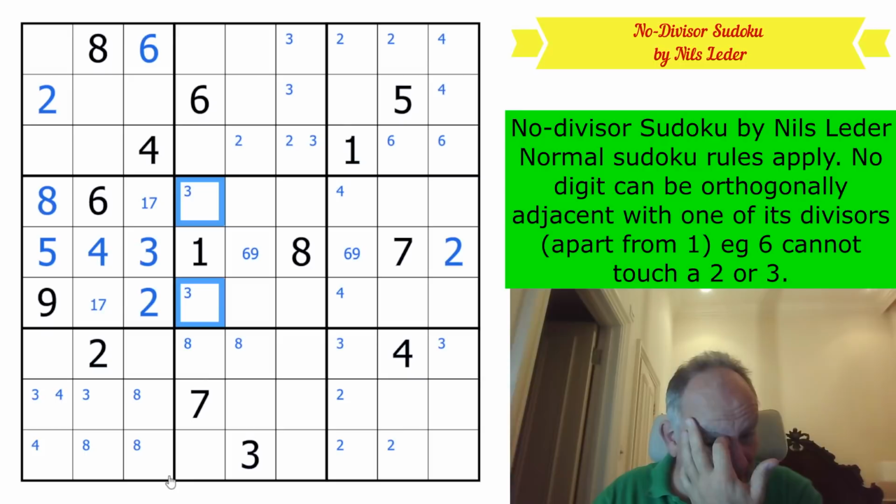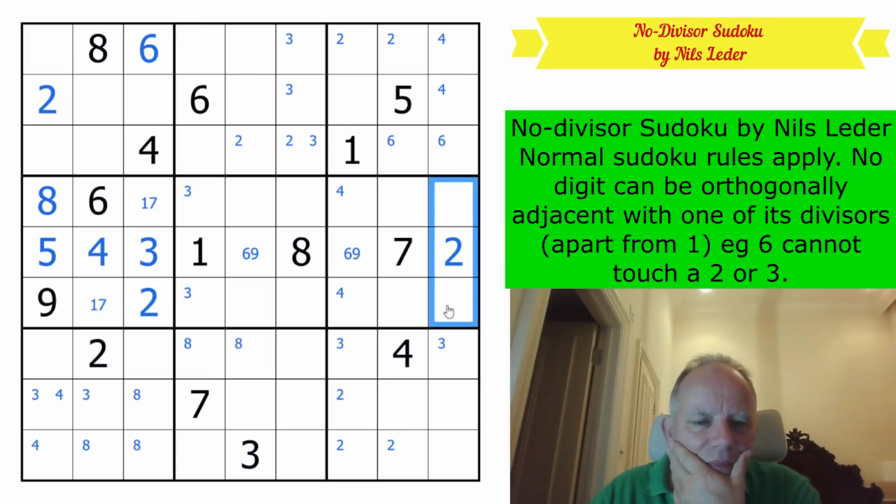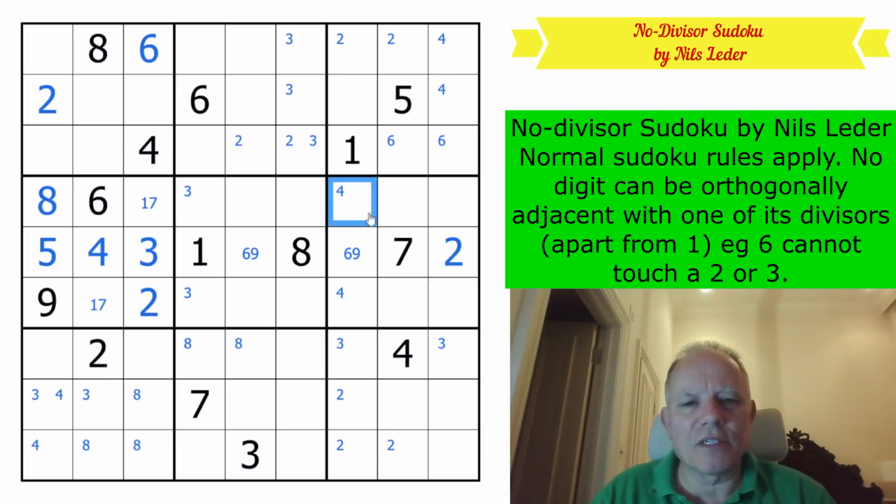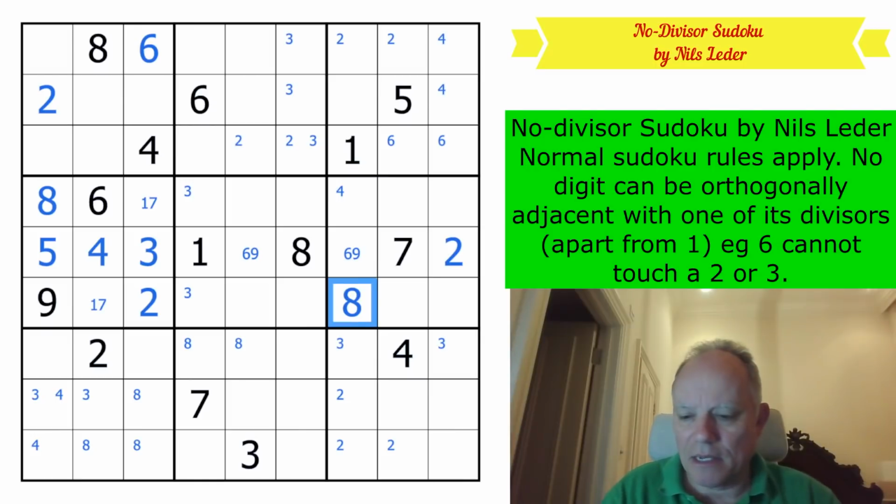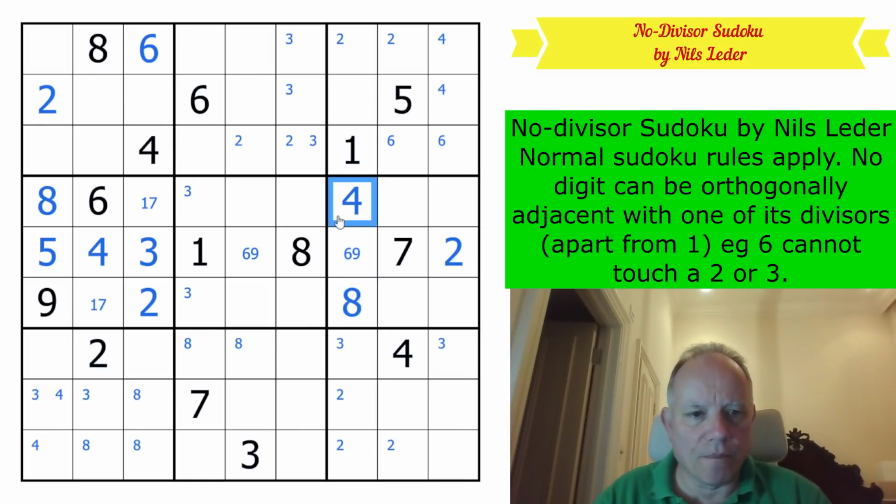Could be 6. 8 in this box can't be in those just by Sudoku, and it can't be there because of the 2. Oh, and it can't be there because of the 4. 8 is placed in box 6, and that resolves 4.